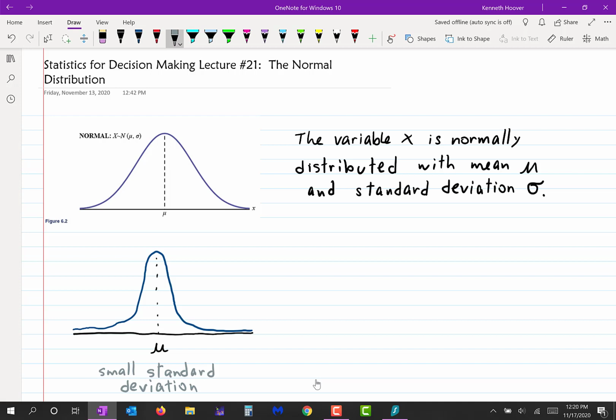The scores are not spread out very much. So most of the scores would be very, very close to the average. If you had a large standard deviation, then that means the scores would be spread out much more. And so the bell curve would look more like this. Very spread out bell curve. That's if you had a large standard deviation.